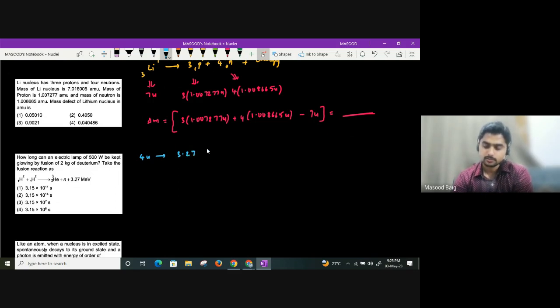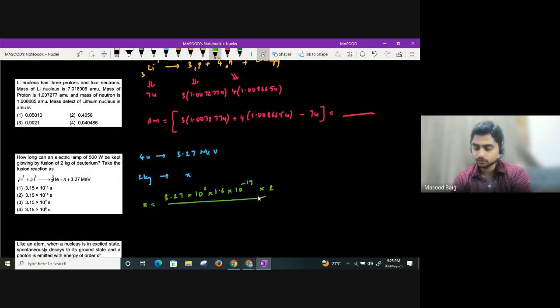3.27 million electron volts is being obtained. Now they are saying 2 kg. So for 2 kg, how much are we going to obtain? Let us say X. So what are we going to get the X value as? X value will be 3.27 mega electron volts, which can be written as 10 power 6 times 1.6 into 10 power minus 19 joules, into 2 divided by 4u. The u value is 1.67 into 10 power minus 27 kg.